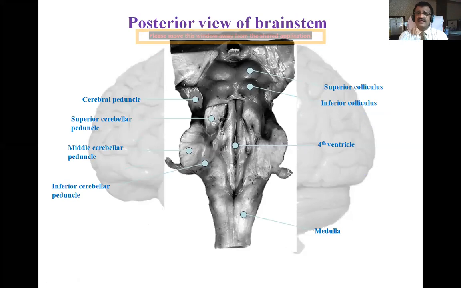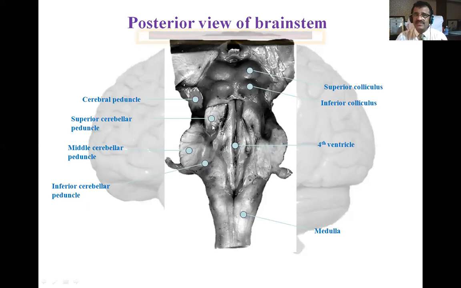Now this is the posterior view of brainstem. If you see the brainstem from the posterior side, it looks like this, and most of the things are not very clear as far as the posterior view of the brainstem is concerned, because on the posterior you see the superior colliculi and inferior colliculi, 4 of them in pairs. Okay, you can see the little portion of cerebral peduncle.